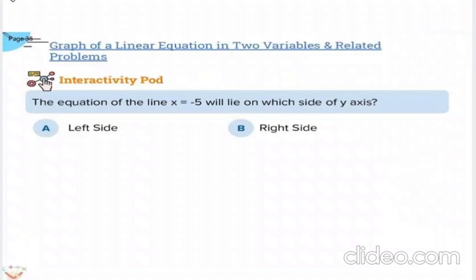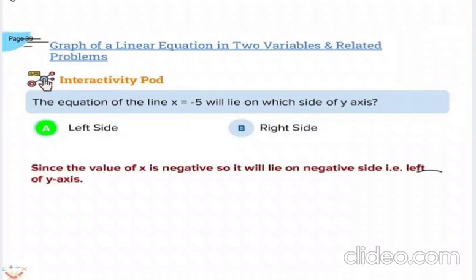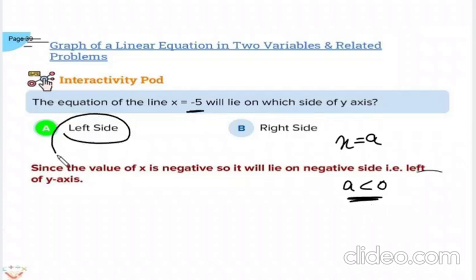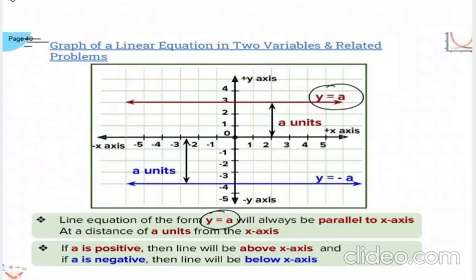Now let's see here. The equation of the line x equals minus 5 will lie on which side of the y-axis, left side or right side? It will obviously be on the left hand side. Here x equals a. If a is less than 0, because minus 5 is less than 0, it will be on the left hand side because it is a negative value.